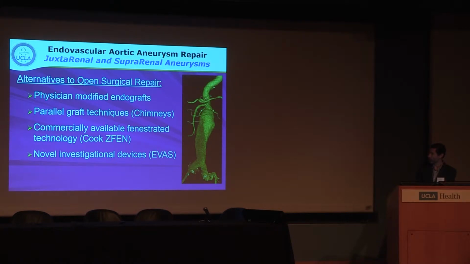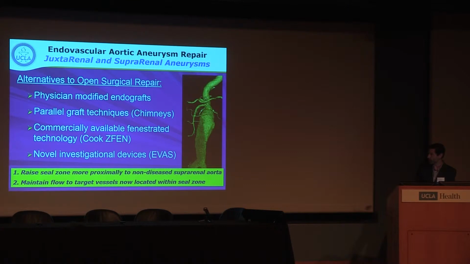At that time, many of us started using such techniques as either physician-modified grafts or parallel graft techniques, where there's a side branch basically going alongside a standard aortic endograft to try to achieve flow into the kidney arteries or the visceral arteries while still fixing the aneurysm with basically a tube graft placed endovascularly. A couple years ago, the Gore device became available, and that's been really the mainstay of treatment now for these juxtarenal or suprarenal aneurysms, or sort of simple suprarenal aneurysms. And then I'll briefly touch on some novel investigational devices.